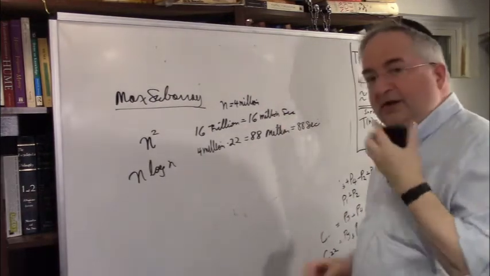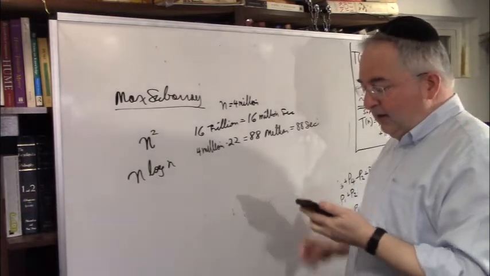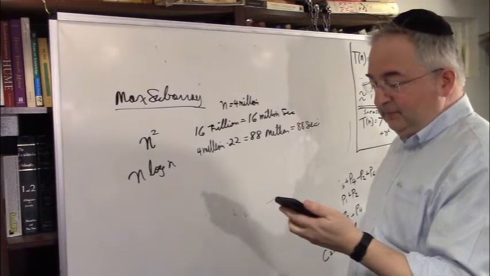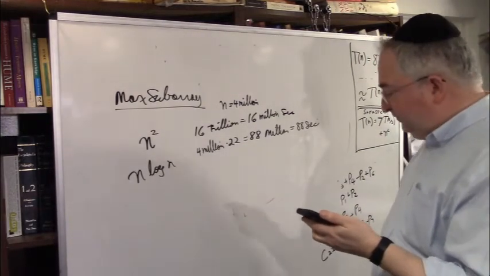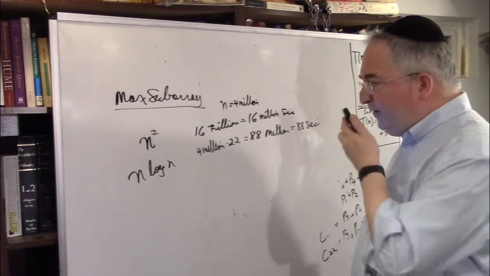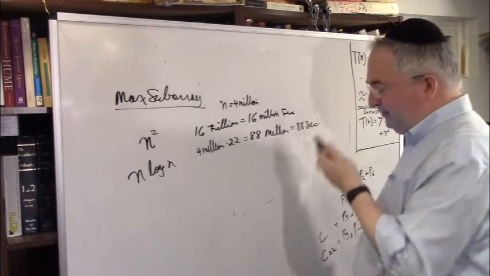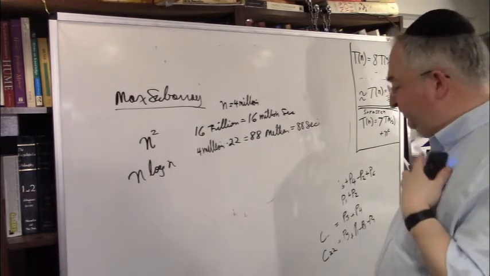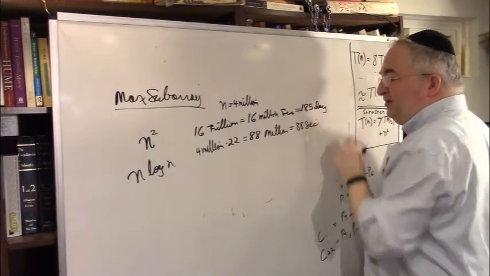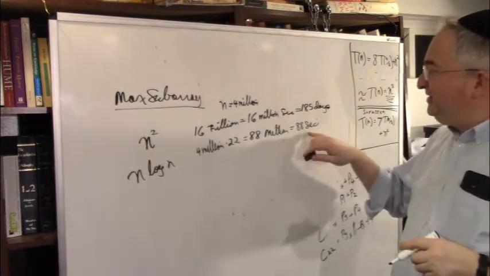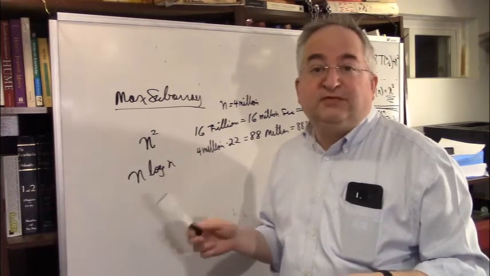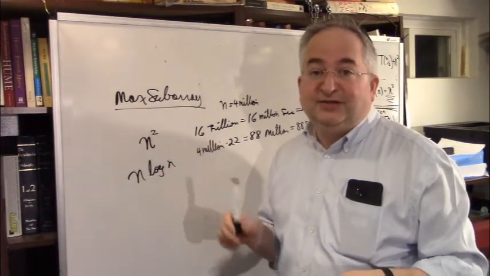Okay, so now we calculated how much. How many hours is 16 million seconds? 16 million seconds is 4,444.444 hours. How many days is 16 million seconds? It is equal to 185.185 days. So what's better, 88 seconds or 185 days? You might say, oh, n squared, n log n, what's the big difference? It's a big difference.